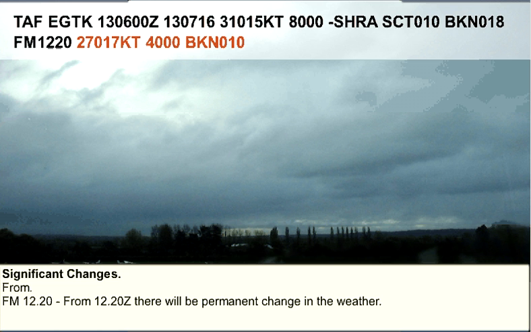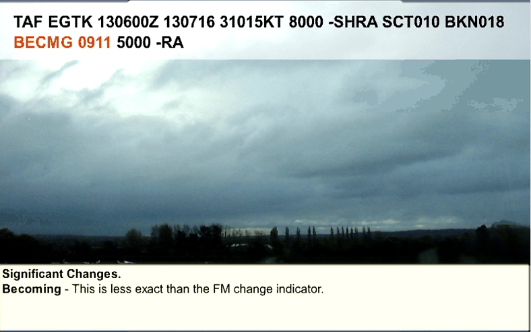from 12:20 Zulu till the end of the TAF period, the wind will change to be 270 degrees true at 17 knots with a minimum visibility of 4,000 meters and some broken cloud at 1,000 feet. This is just one type of weather change indicator that can be used. If the change cannot be accurately forecast to the hour and minute, then another code is used. The change group BECMG, followed by a 4-figure time group, indicates the expected beginning time of a permanent change in the forecast conditions.